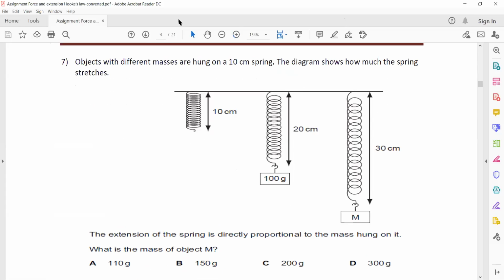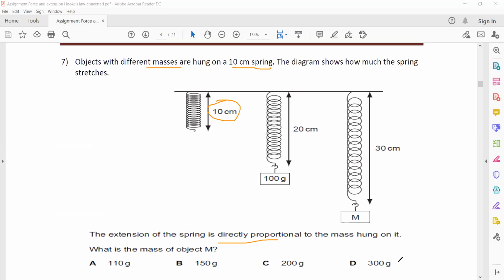In this question, objects with different masses are hung on a 10 centimeter spring. So we hang an object from a 10 centimeter spring. The diagram shows how much the spring stretches. The extension of a spring is directly proportional to the masses hung. What is the mass m of an object? So how can we identify? C. Yes, C is the right answer. That's correct. But how can we identify?